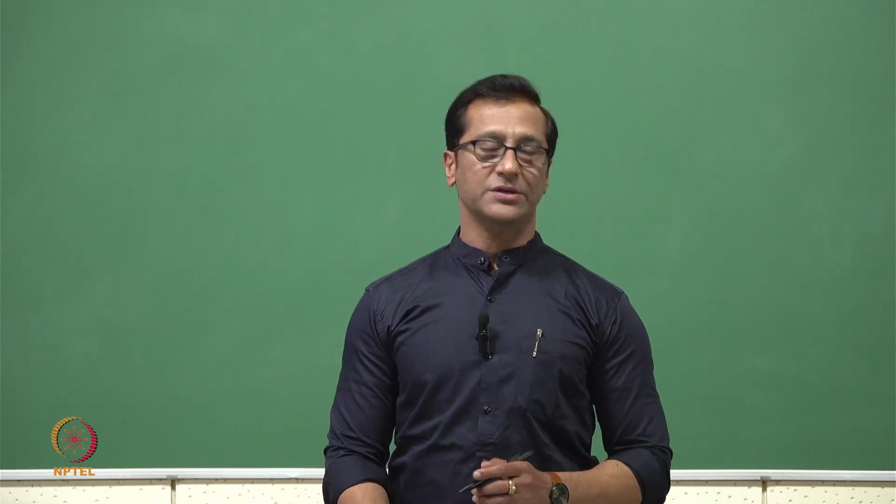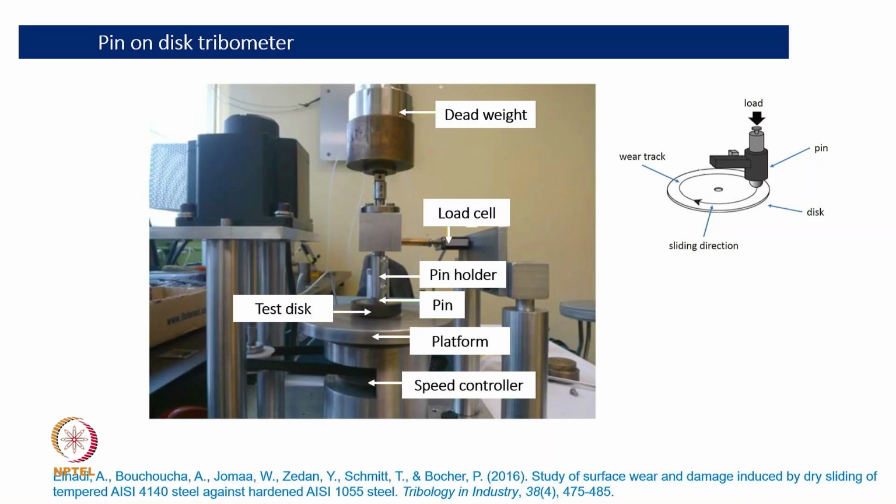However, for the present case, I'm just showing you a picture of one of the tribometers, particularly pin on disc. You can see there is a load cell, and the load cell generally gives us frictional data. And the load is applied, and that will be variable. We can increase or decrease it. There is a pin holder, and there is a pin.